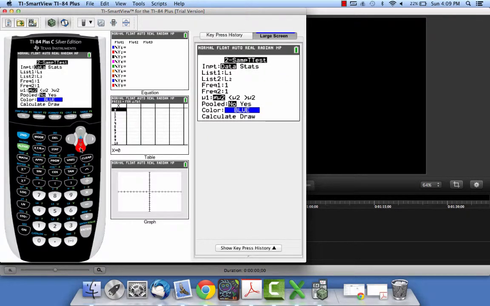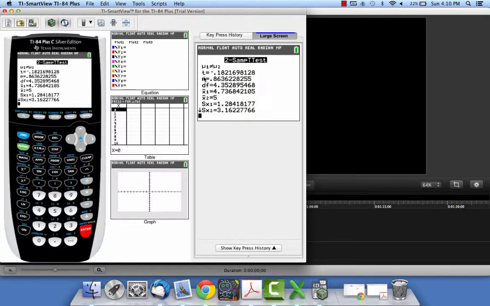So we're going to say that it's list 1 and 2. And let's say, so we have that it's not equal, less than, or greater than. So the question is, what is your alternative hypothesis? I don't even remember what the means were, so I don't know. So I'm just going to use not equal to since I have nothing. We want it unpooled and calculate.